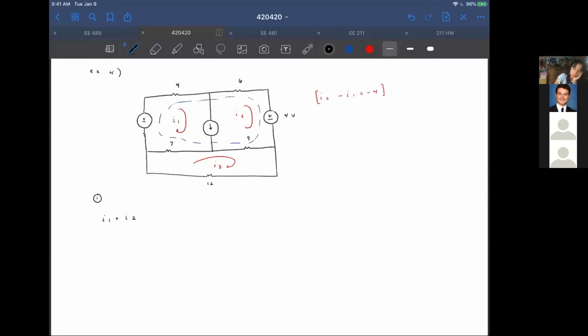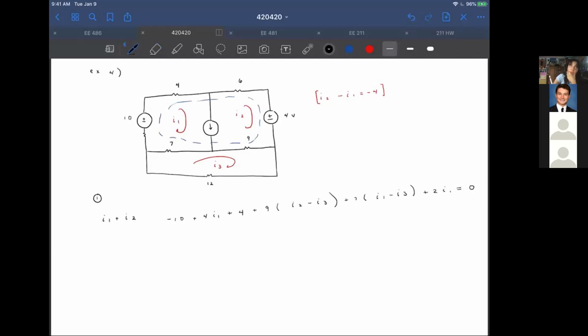So you'll do -10, which is the voltage here, which is given, plus 4 I1, which is describing here where it's 4 times that current, plus 4, which is the voltage, plus 9 times I2 minus I3, which is describing this relationship here, plus 7 times I1 minus I3, plus 2 I1 equal to 0.